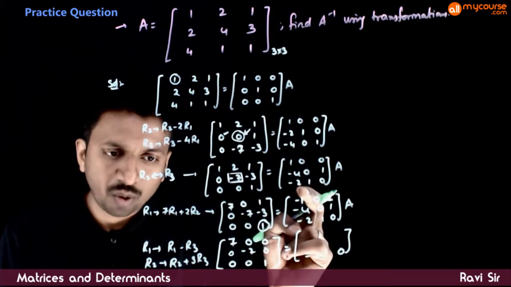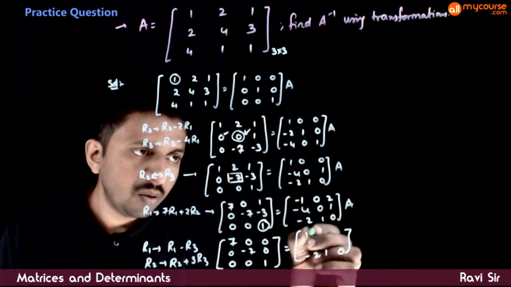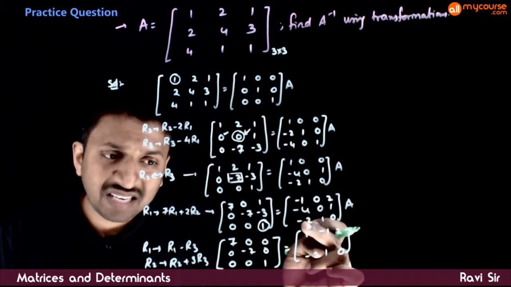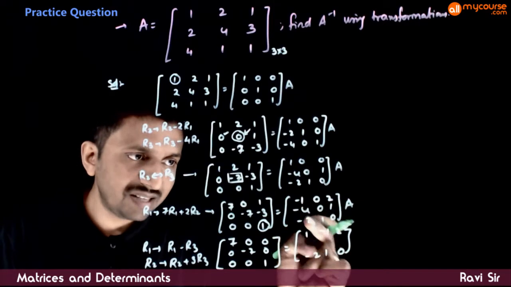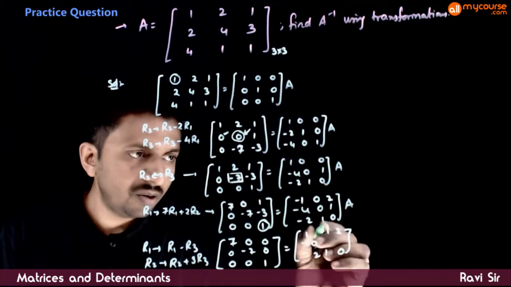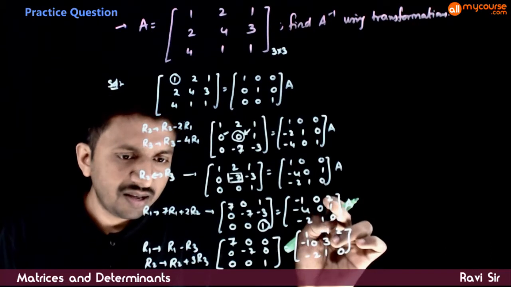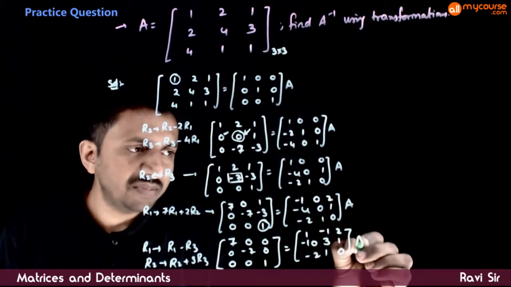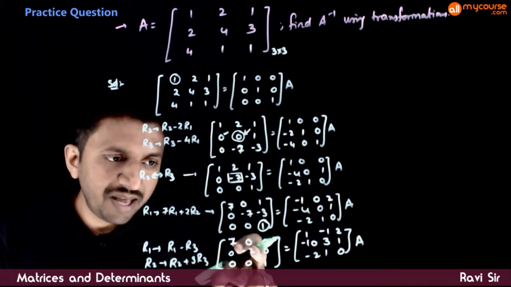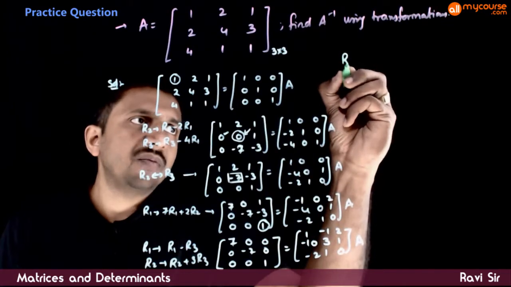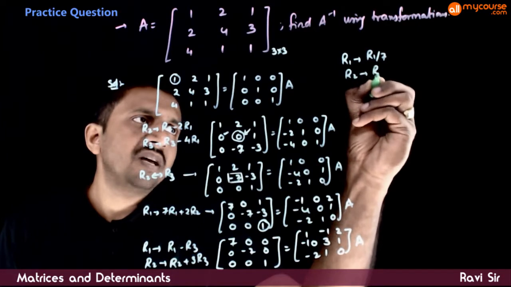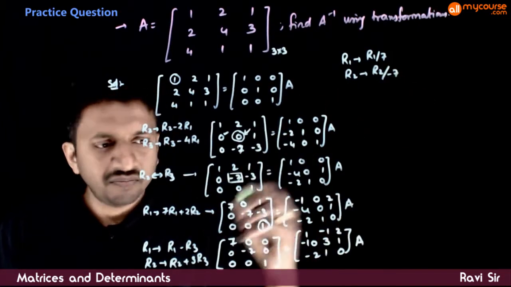So what happens to row 1? Row 1 minus row 3: 1 minus 1, 2. Row 2 plus 3 times row 3: minus 4 minus 6 is minus 10, 0 plus 3 is 3, times A. So now what you need to do is, you need to make these two as ones. So R1 becomes R1 by 7. R2 becomes R2 by minus 7.